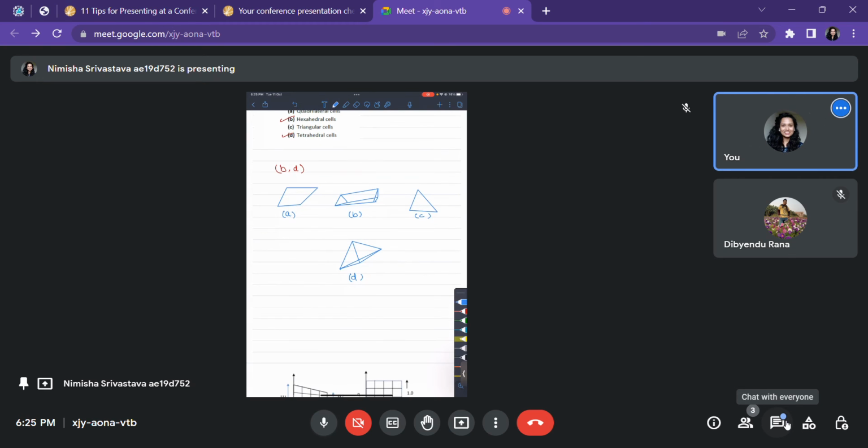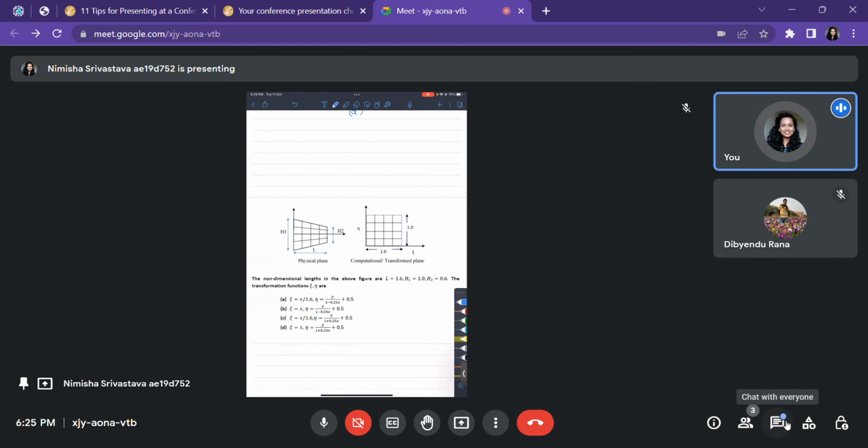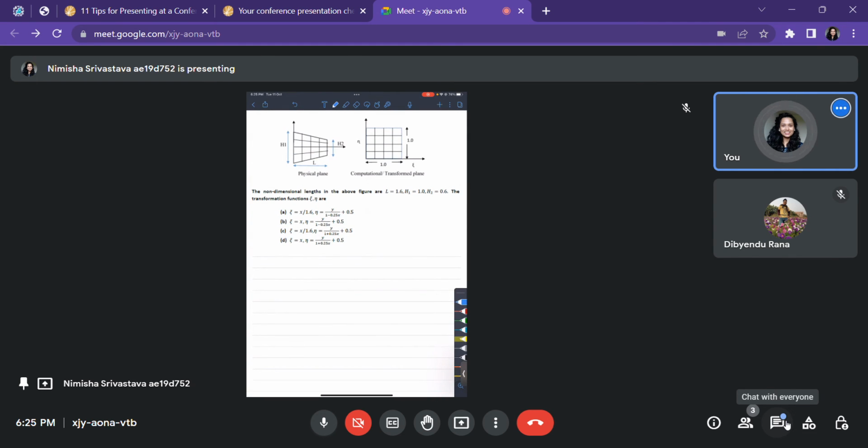Right. So moving on. Here we have a nice and interesting question about transformation. Let's see what we are being asked. The non-dimensional lengths in the above figure are L equals 1.6. Let's keep marking it in the figure wherever we can. L is 1.6. H1 is 1. H2 is 0.6. And the transformation functions are xi and eta.